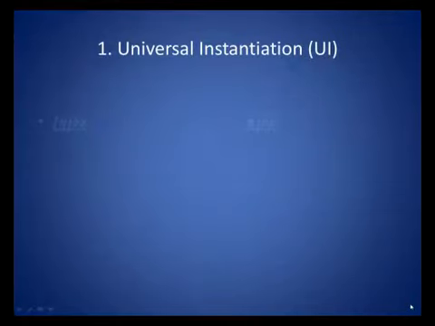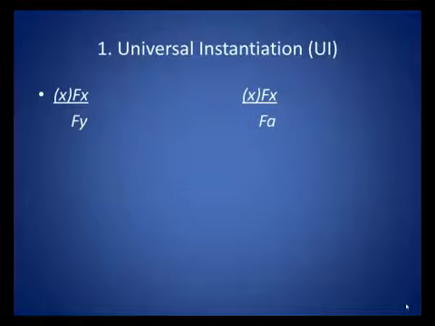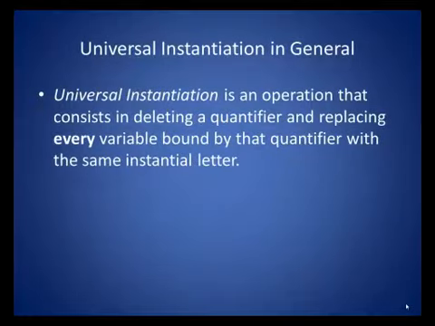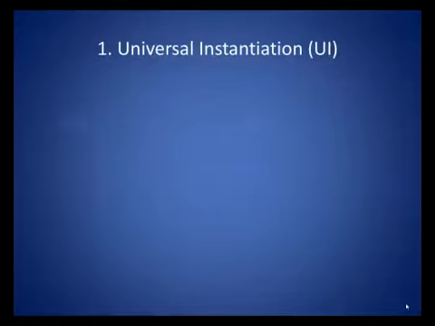So here's how it goes. For all x, Fx, if I instantiate it, I can remove the quantifier and replace it with another variable or the same variable. Let me back it up for 1 second. Universal instantiation is an operation that consists in deleting a quantifier and replacing every variable bound by that quantifier with the same instantial letter. So notice what happens here.